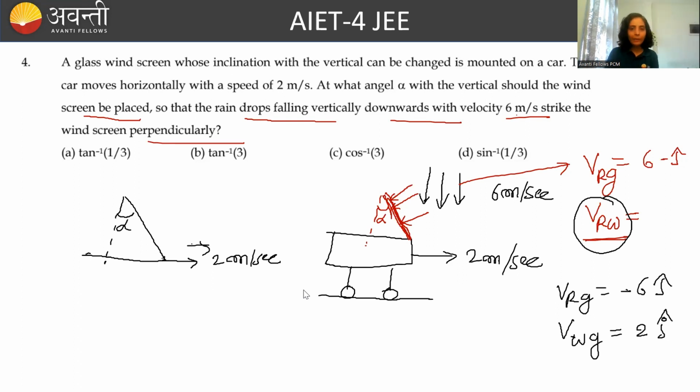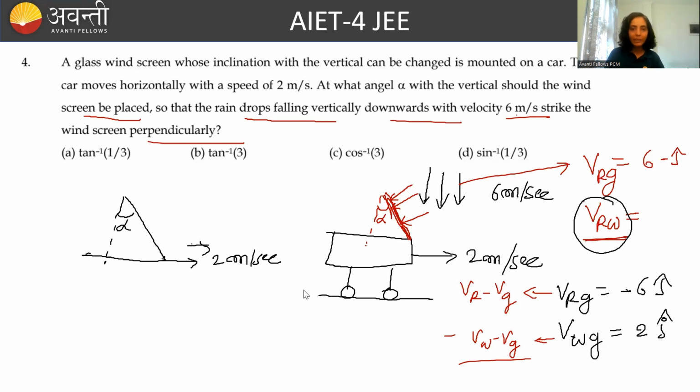Okay. Now we have to calculate VRW, velocity of rain with respect to wind shield. How will we do this? Very easy it is. Here, what will you write for this? You will write VR minus VG. And what can you write for this? VW minus VG. So if we subtract these two, we will get VR minus VW, and that is equal to VRW.